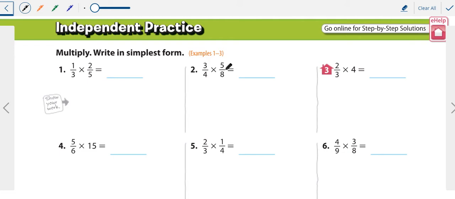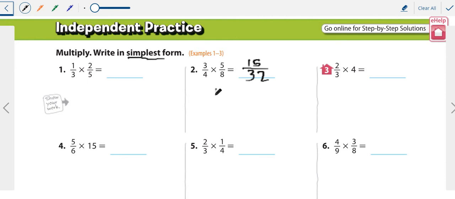If I multiply straight across, I'm going 3 times 5 is 15. And then 4 times 8 is 32, even though somebody tried to tell me 24 earlier today. Okay, 8 times 4 is definitely 32. Now, the problem that people were having is because it asked for it to be in simplest form. Okay, so then they're like, well, 15 and 32, there's got to be a connection there.